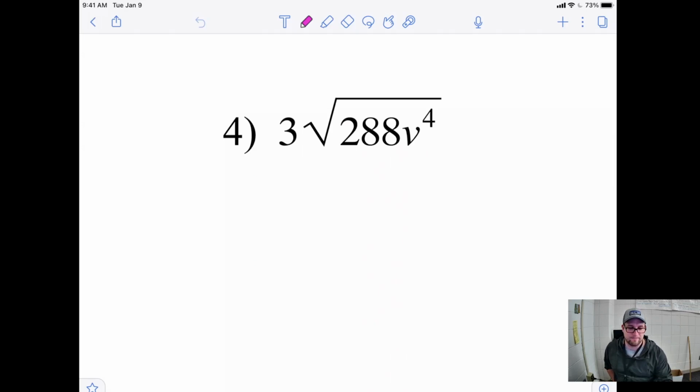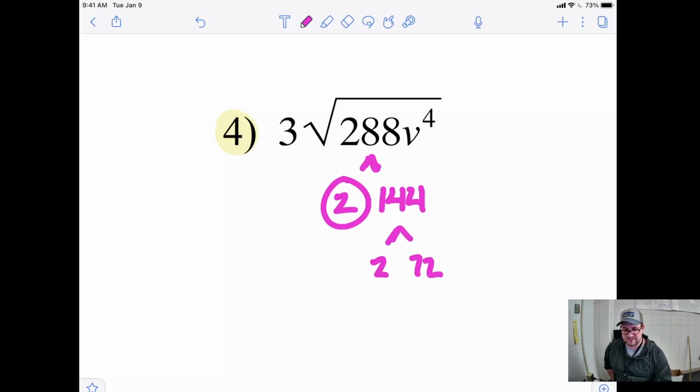Here we go. Number 4 is the one I want to tackle. It looks the hardest, so let's take care of it. Coming over here, I got 288 right off the bat. I got to break that down. So I know 2 is going to go into that, I think, 144 times. Once you get that number, now we got to break down this number. 2 goes into 144 72 times. That number stays. 72 is just 2 and 36.